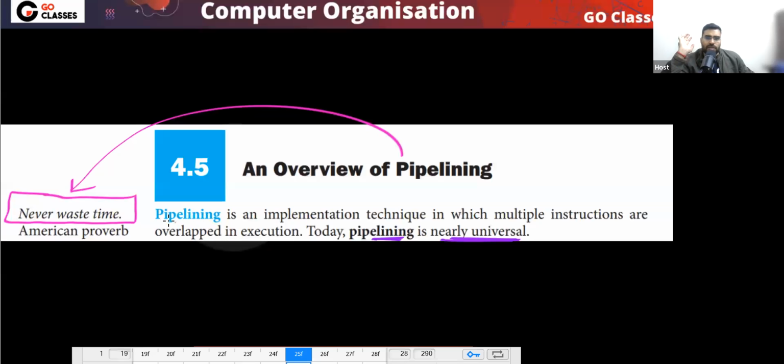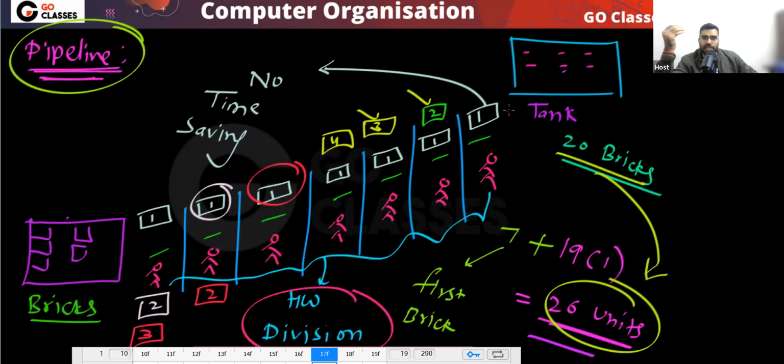So basically in pipelining, multiple instructions are executing parallelly. You can notice that when the first brick is here, the second brick is here, the third brick is here, the fourth brick is here. Simultaneously, multiple bricks, multiple instructions, are executing simultaneously. So this is the concept of pipeline.